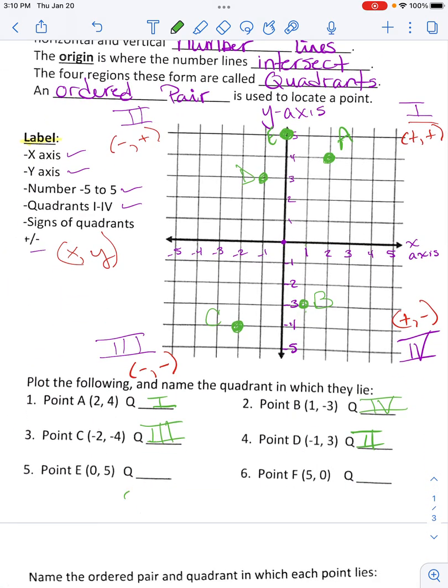Okay, now this is tricky. It is not on a quadrant. It can't be right on the x-axis or y-axis, so we can just put y-axis. It is not on a quadrant or in a quadrant.